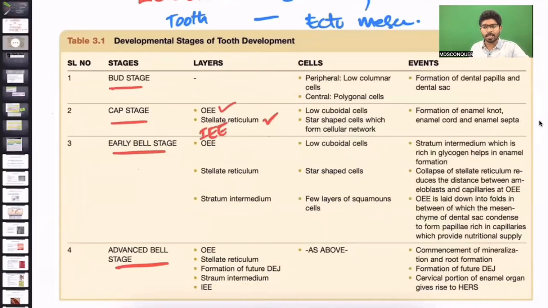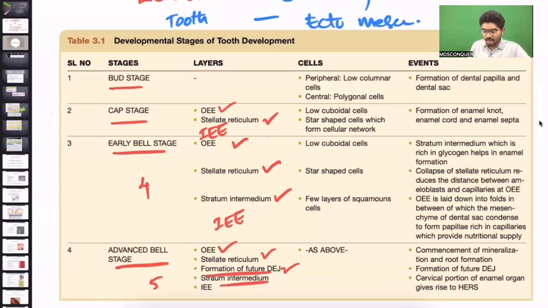Next one, early bell stage. Early bell stage is going to have 4 layers: outer enamel epithelium, stellate reticulum, stratum intermedium, and inner enamel epithelium. Advanced bell stage is going to have 5 layers: outer enamel epithelium, stellate reticulum, formation of future DEJ, stratum intermedium and inner enamel epithelium. So they can ask you the layers, arrange the layers in the sequence, or arrange the stages in the sequence.